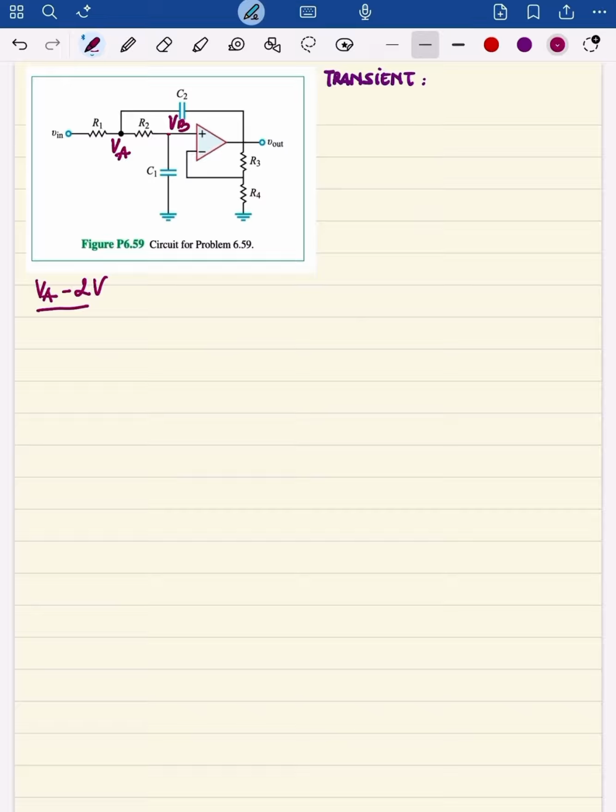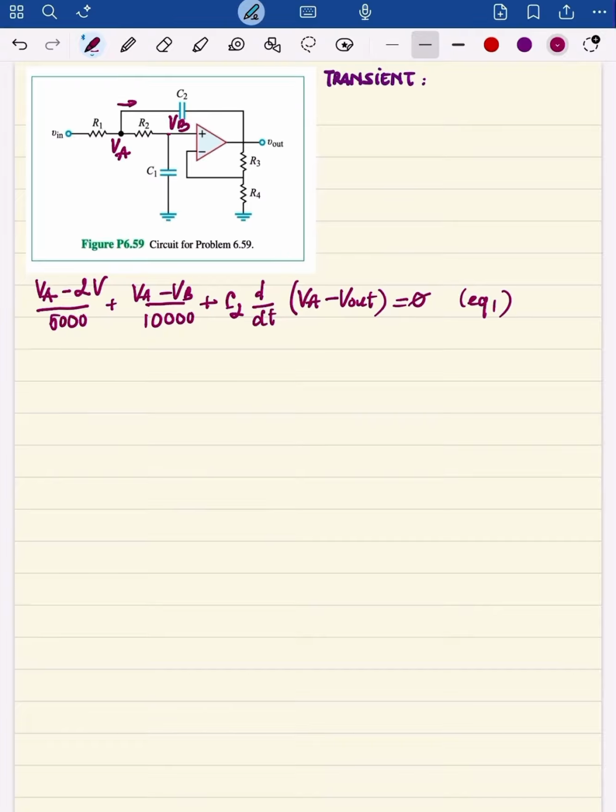My R1 is 5,000 ohms, plus (VA minus VB) over R2, and R2 is 10,000 ohms, plus IC2. The current flowing through C2 is going to be C2 times d/dt of the voltage across C2. The voltage across C2 this time is going to be VA minus V out. This is my first equation in the transient state. Then move on to the second equation.